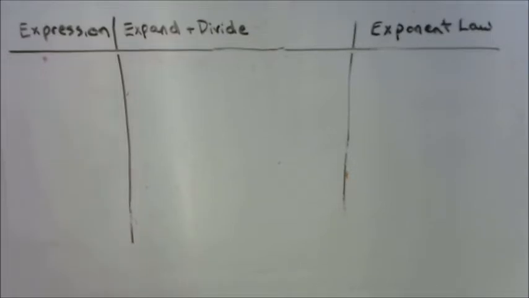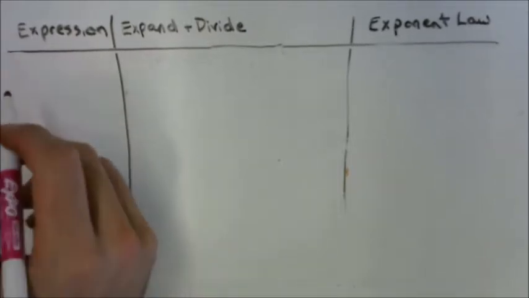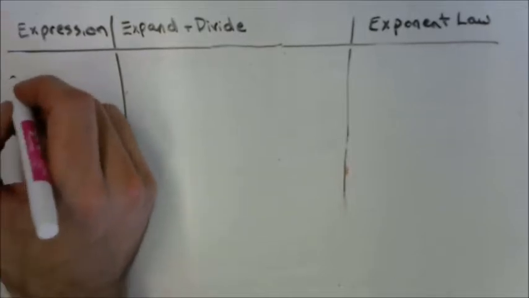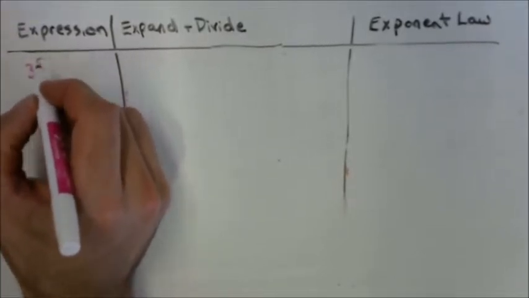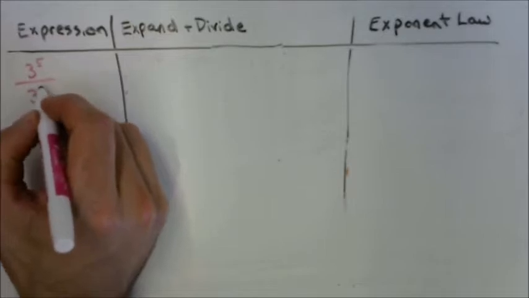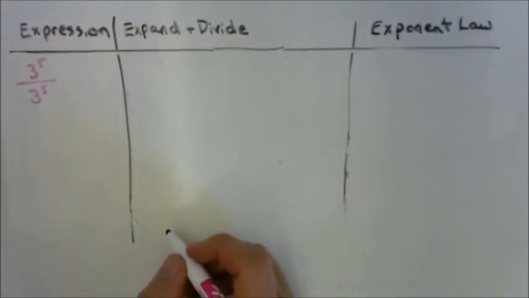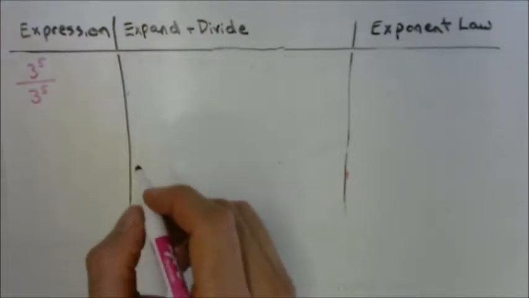Okay, your second table is going to be the exact same as your first table, but we're going to be talking about a different set of expressions, but we're going to use the same exponent law. So in this case, we're not going to talk about one exponent being bigger or less than the other exponent. We're going to deal with a situation where the base is the same and the exponent is the same. 3 to the power of 5 over 3 to the power of 5.